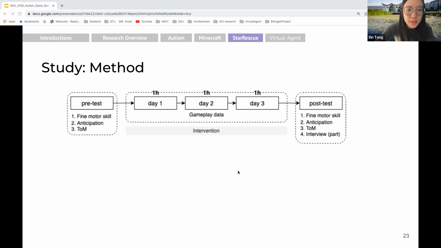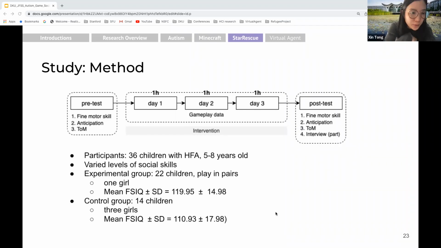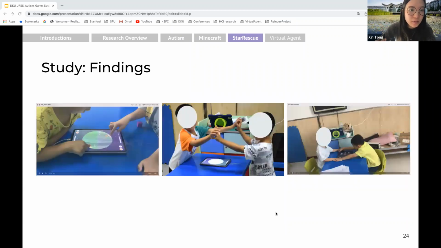Each day they come for 1 hour and play with a partner. We recruited 36 children in total, from 5 to 8 years old. In the experimental group, they play in pairs, and in the control group, they don't get any games. They just come for the pre and post tests.